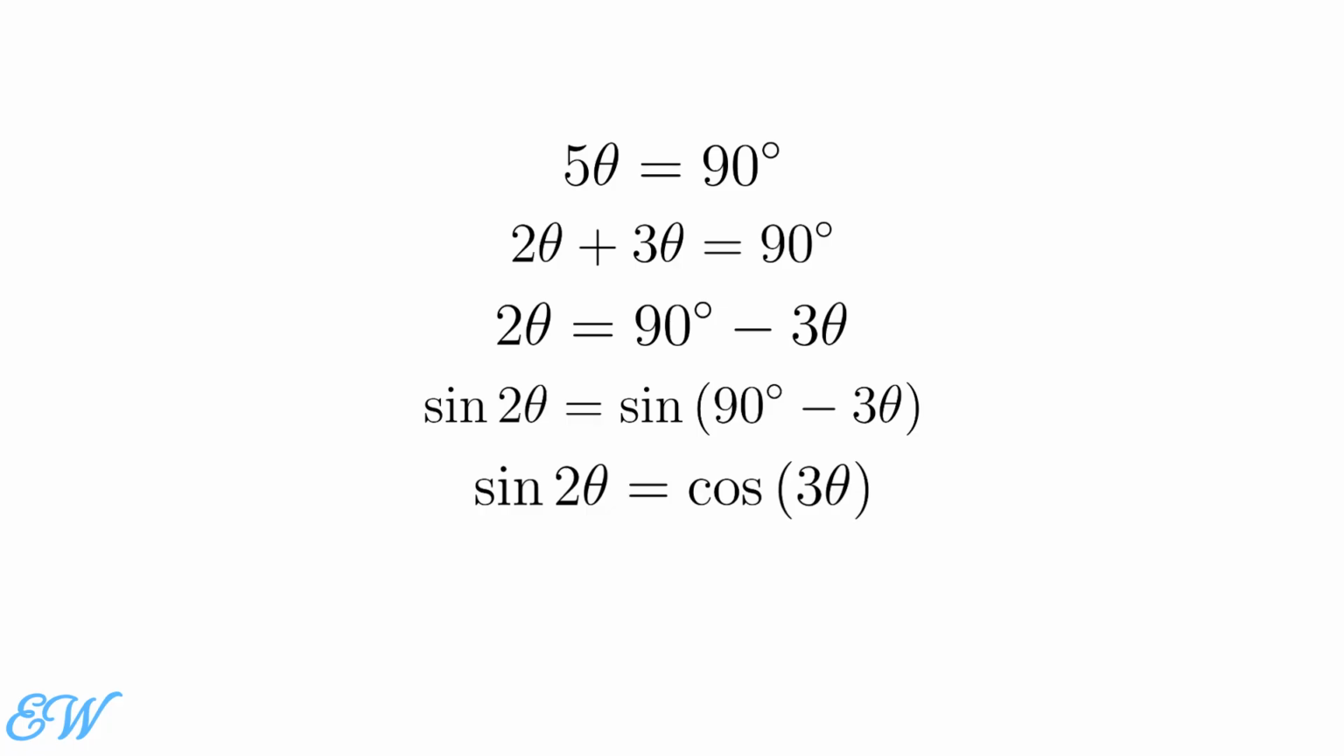So we know that 5 theta is going to equal 90 degrees, and that 2 theta plus 3 theta is also going to equal the same thing. So 2 theta is equal to 90 degrees minus 3 times theta. Next, we can take the sine of both sides, and we get that sine 2 theta is equal to sine of 90 degrees minus 3 times theta. And we know from the cofunction identity that sine of 90 minus theta is equal to cosine theta. So we can say that sine 2 theta is equal to cosine of 3 theta.